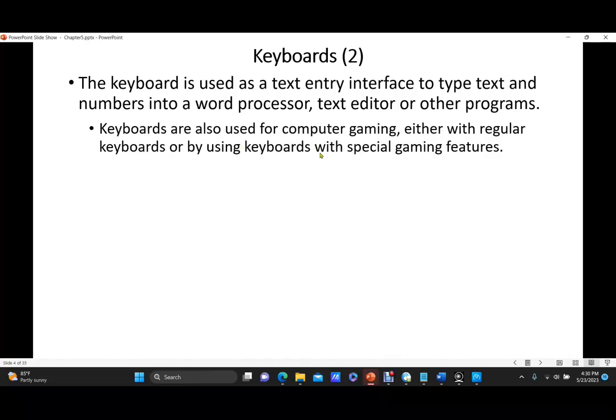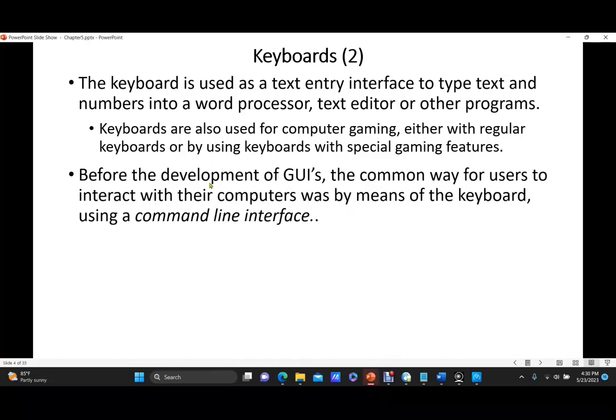Keyboards are also used for gaming, either with regular keyboards or with special gaming keyboards. Before the development of GUIs, the common way for users to interact with their computers was by means of the keyboard using command line interface.